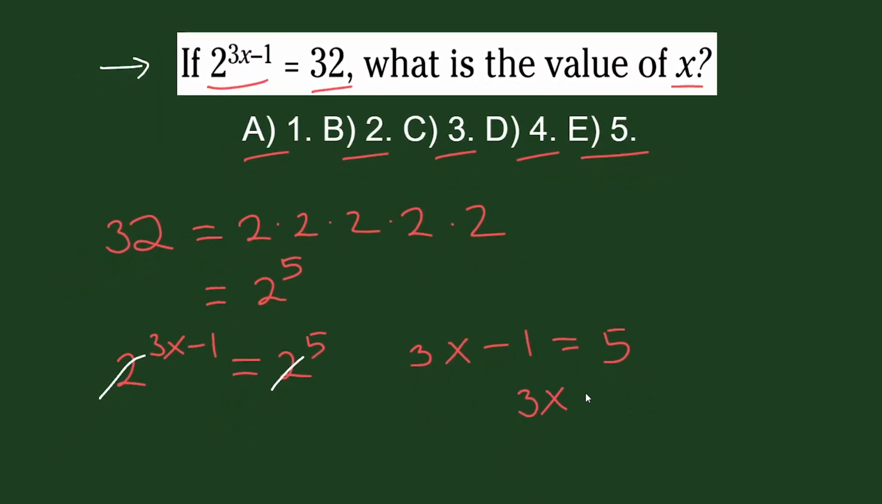Add 1 to both sides and you get 3x equals 6. Divide by 3 and you get x equals 2. Looking back at our options, that corresponds to choice B.